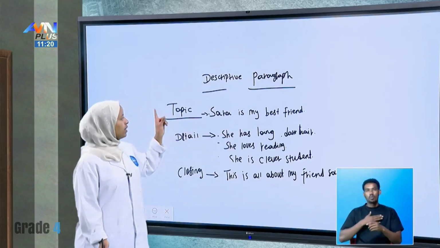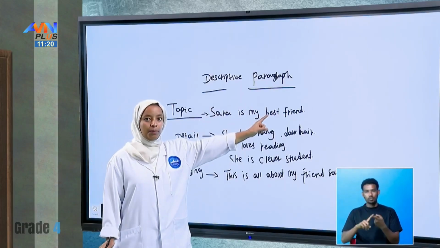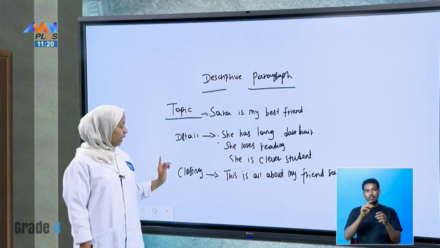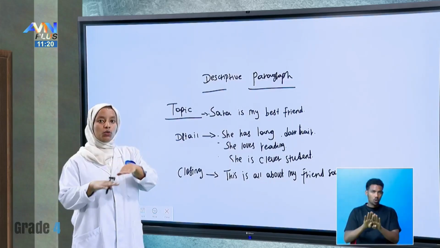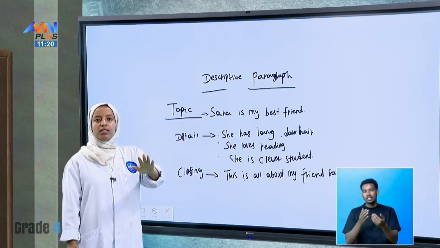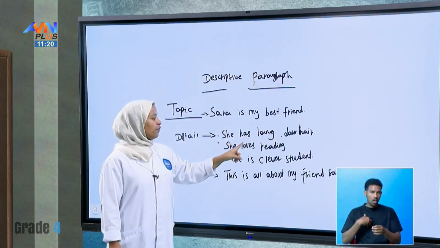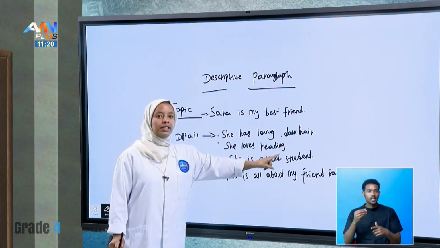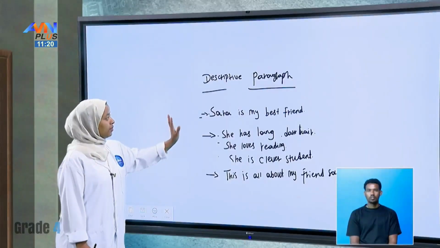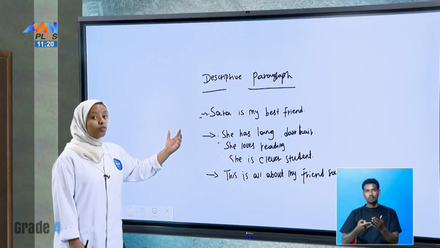So here is the topic. Sarah is my best friend. This is the topic sentence, one line. And when we come to closing, we can also use one closing line. When we come to details, we can join different sentences. For example, she has long dark hair. She loves reading. She is a clever student. Students, let us change. So here is an example of descriptive paragraph sentences.